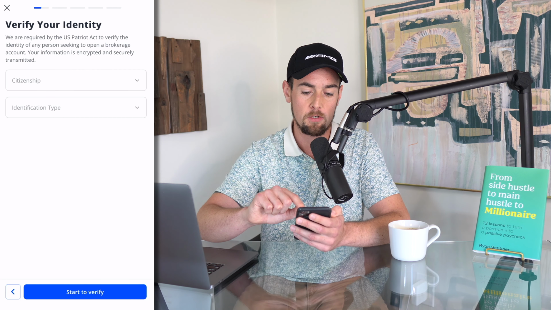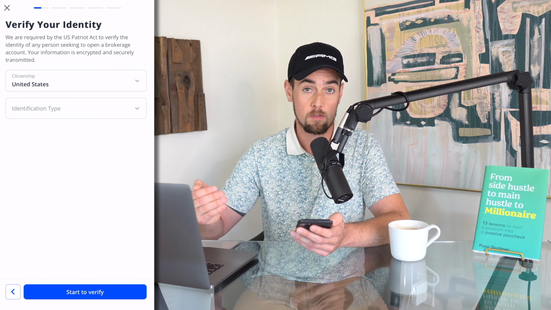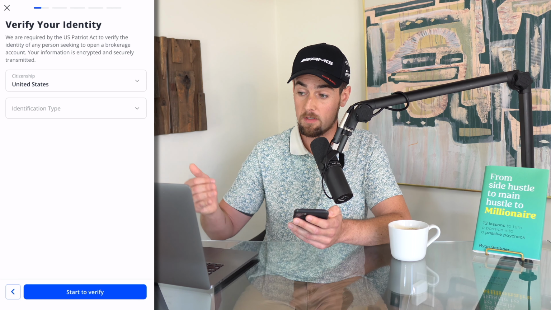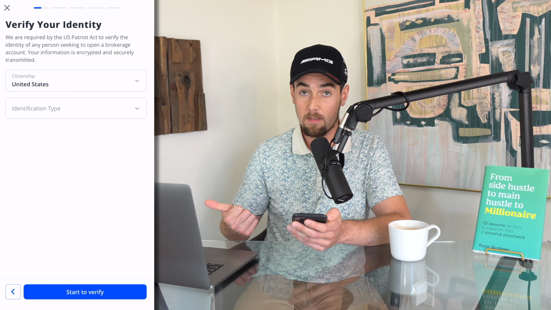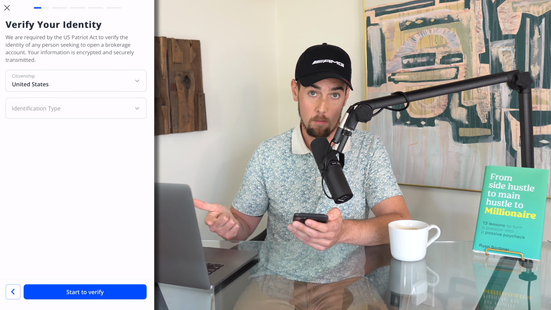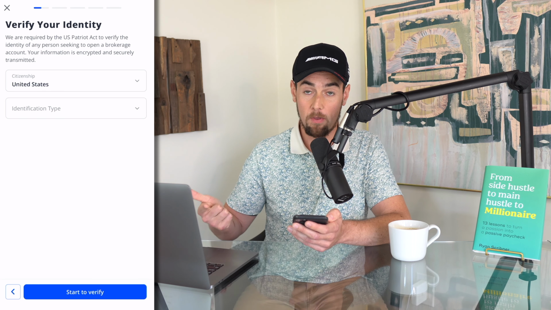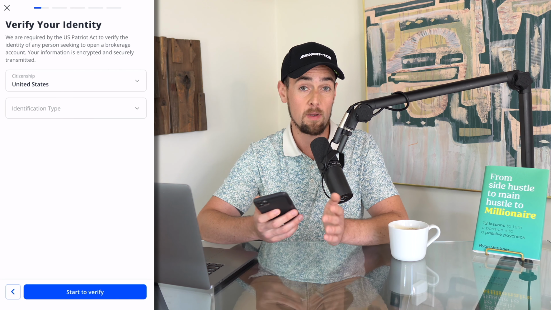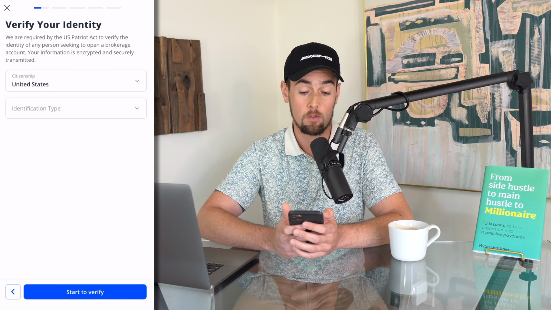So what we're going to do first here is select our citizenship, which is the United States. And it is important to be aware of the fact that Webull is available in many different countries. In terms of their most recent list, Webull is available in the United States as well as the United Kingdom. They're available in Canada, Hong Kong, Singapore, Japan, South Africa, Australia, Indonesia, Brazil, and Mexico. And they've been adding to that list every so often. So it's great to see how many different countries they support.